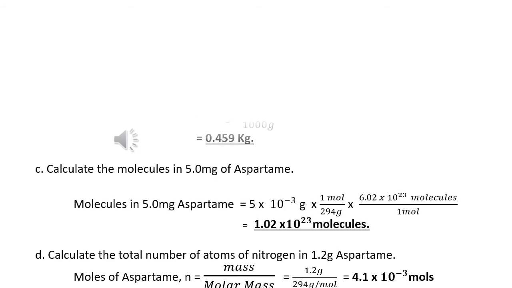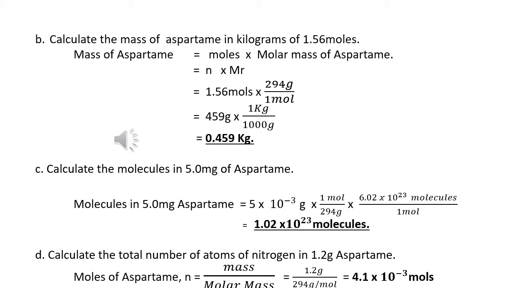Calculate the mass of aspartame in kilograms of 1.56 moles. To find mass of aspartame, we multiply number of moles by molar mass of aspartame. It is evident that mole cancels with mole, leaving gram only. To convert gram to kilogram, we divide mass in grams by 1000 grams per kilogram. The mass is 0.459 kilograms.